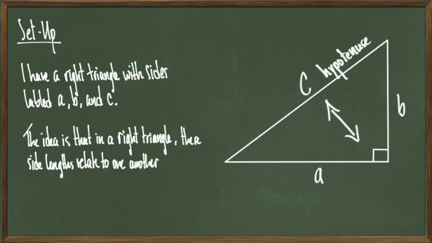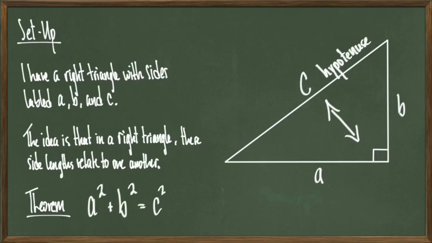The most powerful rule that we use is called the Pythagorean Theorem, and it says that if I have a right triangle with sides labeled A, B, and C, where C is my hypotenuse, then A squared plus B squared is equal to C squared. So the main idea is that if I have a right triangle and I have information about two of the sides, then I can always solve to get information about the third side.